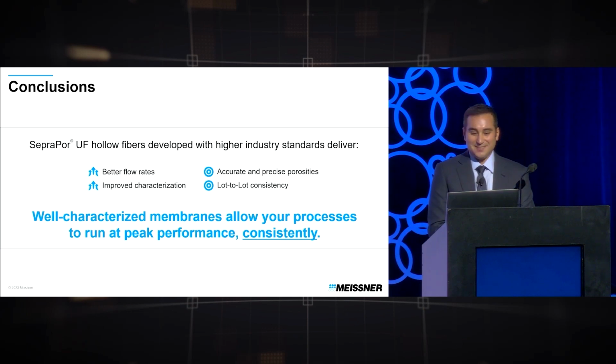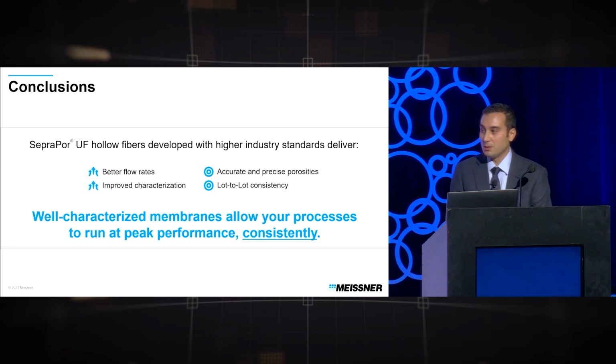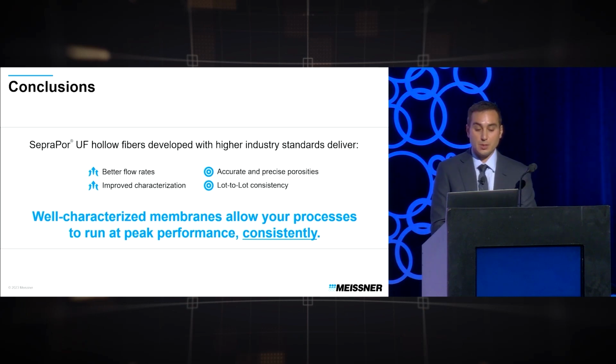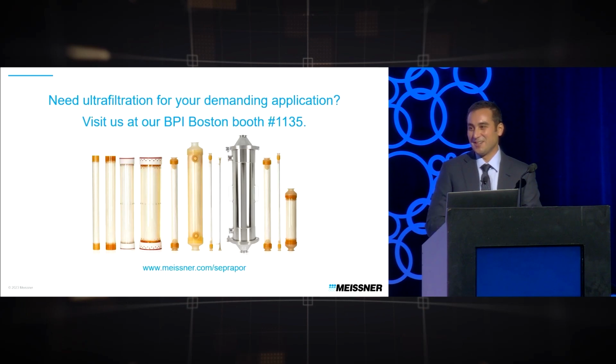So in conclusion, SepRapport hollow fibers were developed with higher industry standards. We think we have some advantages here: better flow rates, improved characterization, which leads to accurate and precise porosities and lot-to-lot consistency. So if you haven't taken any notes, I hope you at least take away this message highlighted in blue here, that well-characterized membranes allow your processes to run at peak performance consistently.